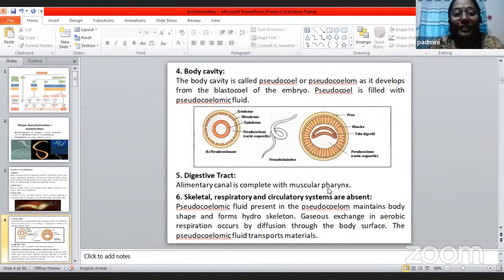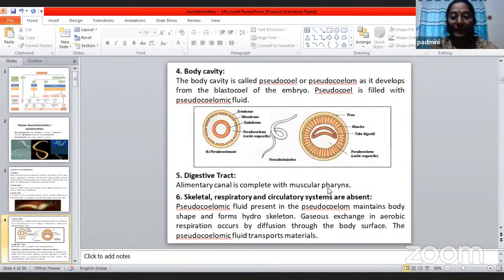They don't have to work very hard. The completely digested food is ready. It's something like you go to a hotel and the food is ready; you just have to heat and come. In the same way, they don't have to work much. That is the reason why the digestive tract is not well developed. It just has a muscular pharynx. Why? Because due to the peristaltic movement, they are able to suck the food and take it inside. That is the digestive tract.